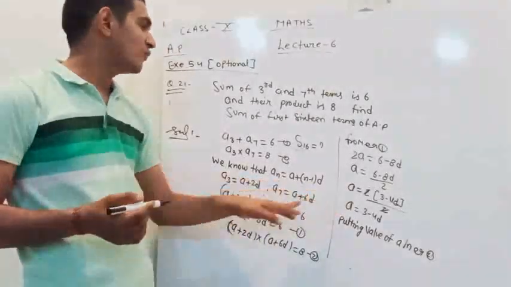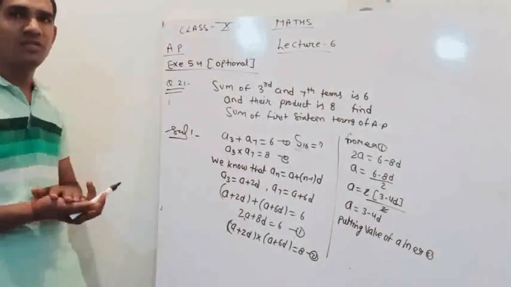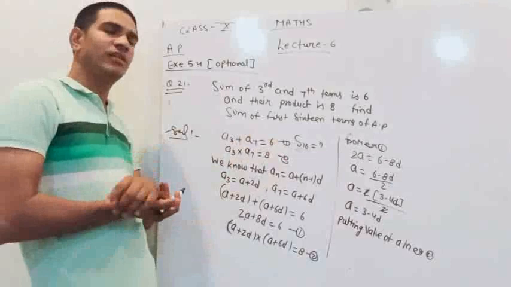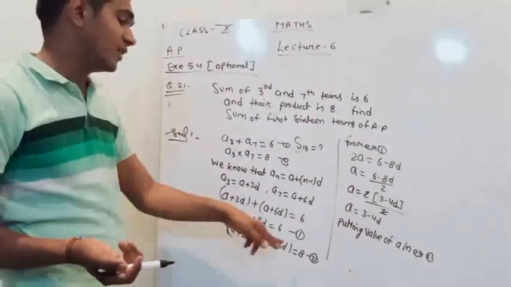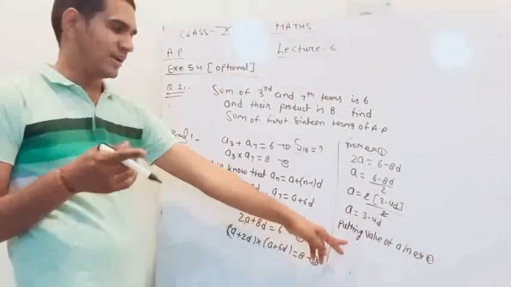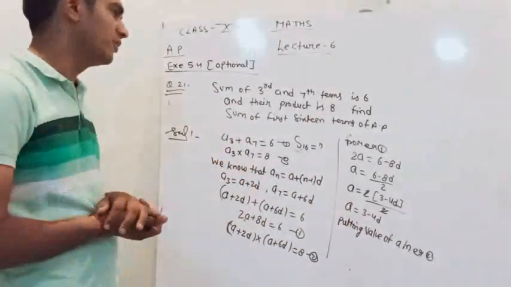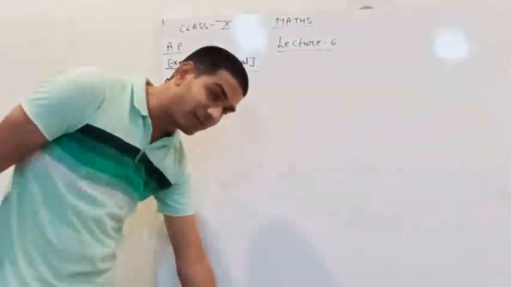After finding the value of a and value of d, you can easily calculate S16 using this formula. Sn equals n by 2 bracket 2a plus n minus 1 into d. Because the d value will come two different, one time you will take positive and one time you will take negative. Then you will find out their sum. Understand?